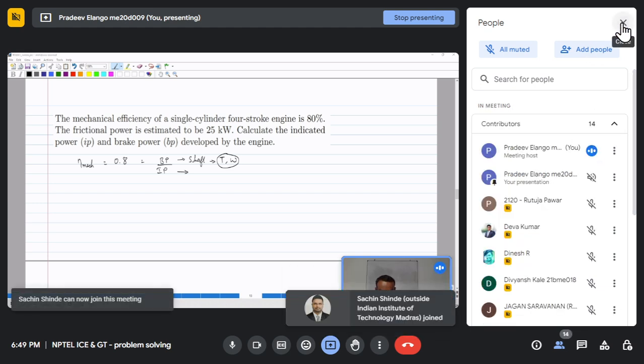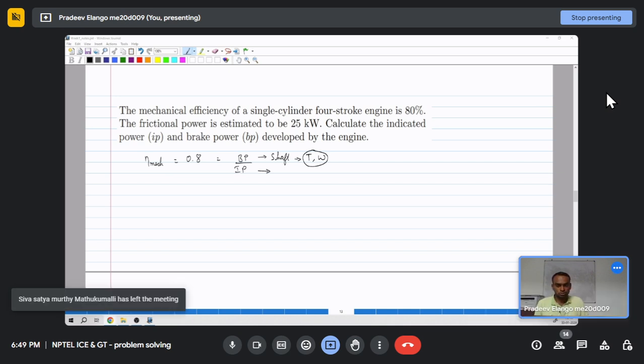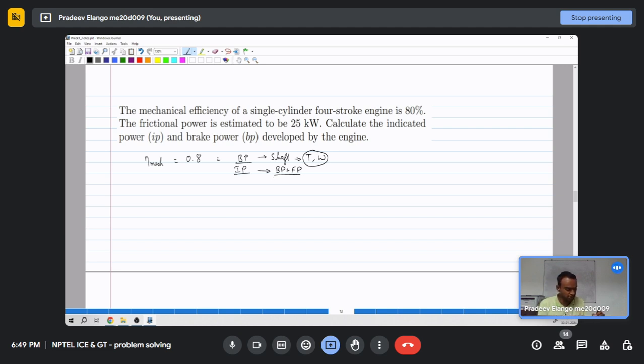And what is indicated power? Brake power plus losses. Here the loss is friction power. The summation of these gives indicated power.